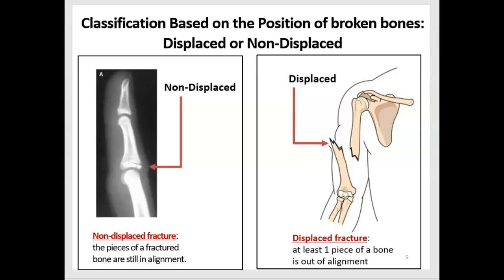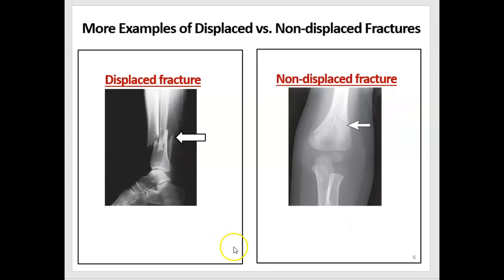So the definition for categorizing something as a displaced fracture is that at least one piece of a bone has to be out of alignment. Here we've just got two pieces anyway, but it's clearly displaced, not lined up at all. Here's another set of examples for displaced versus non-displaced. So the picture on the left shows that both the fibula and the tibia are broken. Both are displaced fractures. And then on the right, we've got the end of the humerus. That's a non-displaced fracture. You can just barely see the fracture there.